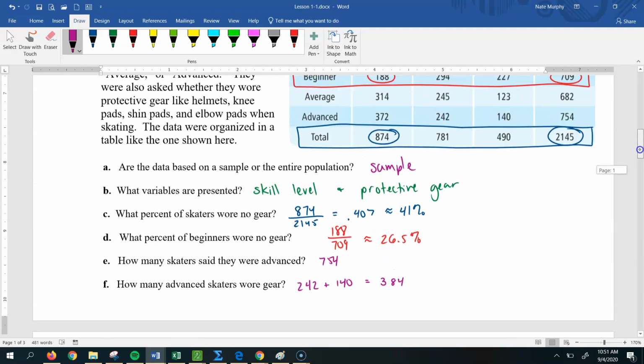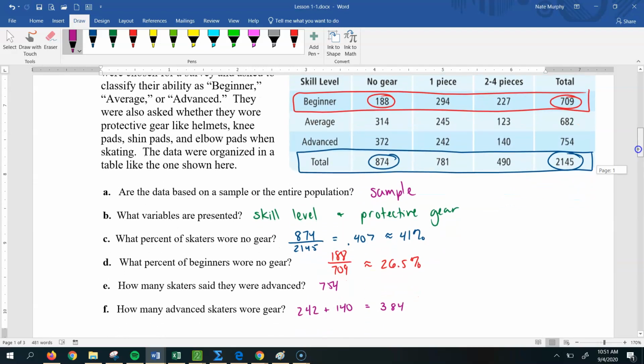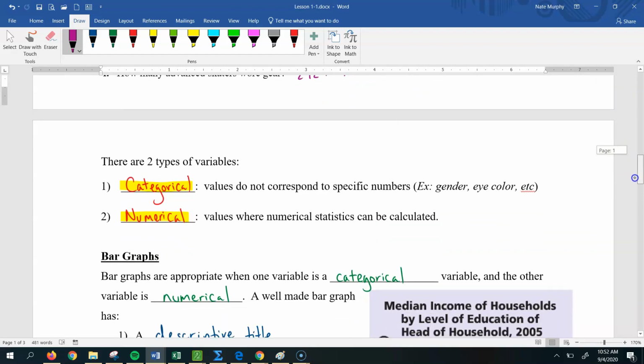So looking back at these 2 different variables, they were skill level and protective gear. The skill level would be a categorical response because you're not responding with a number. However, protective gear would be a numerical variable because you're giving a number as an answer. So if I ask you how much gear do you wear when you go rollerblading, you would respond with a number saying, well, I don't wear anything, so that would be 0. Oh, I wear knee pads and a helmet, so that would be 2 pieces. So that is going to be a numerical variable.